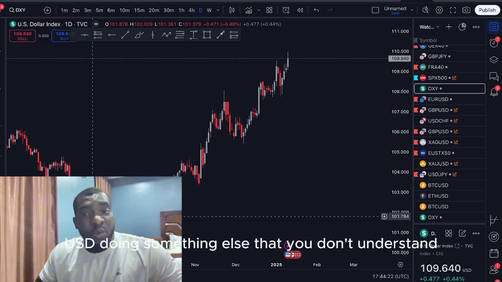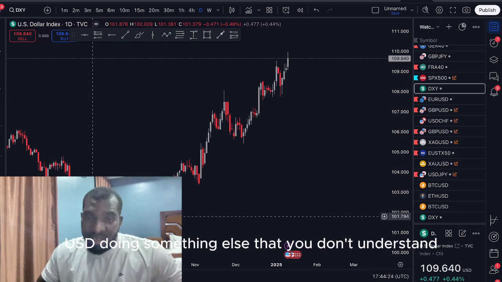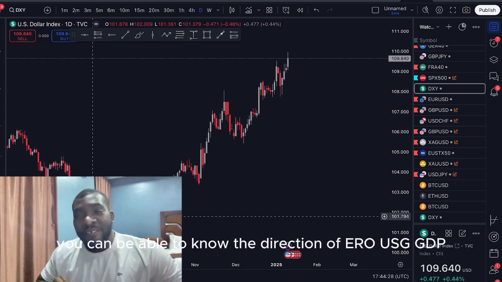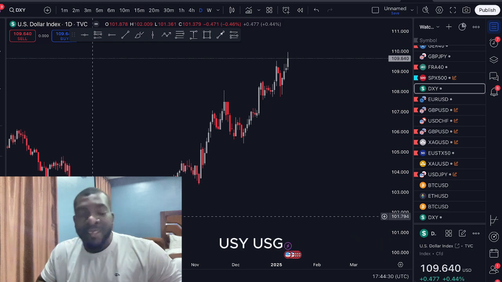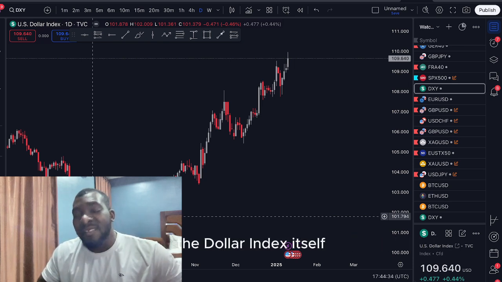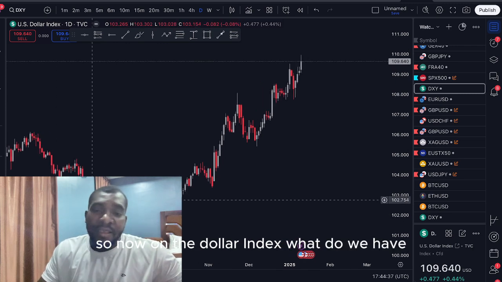Sometimes you might see EUR/USD doing something else that you don't understand, but based on your analysis on DXY, you can know the direction of EUR/USD, GBP/USD, and USD/JPY based on the direction of the DXY, the dollar index itself. So now on the dollar index, what do we have?